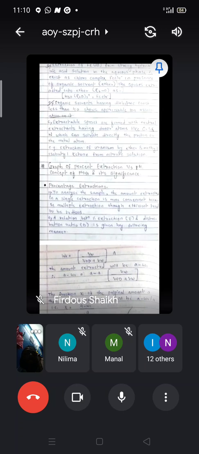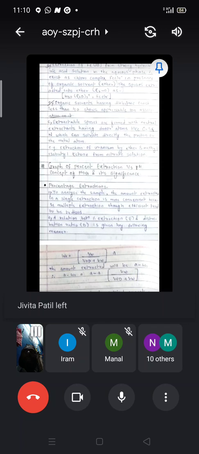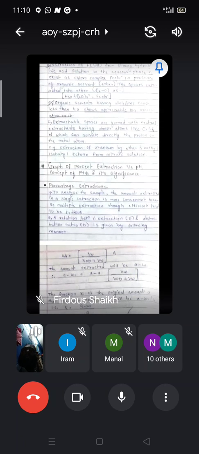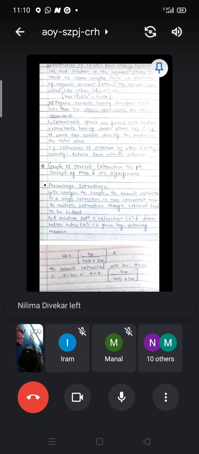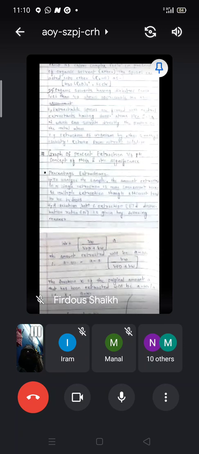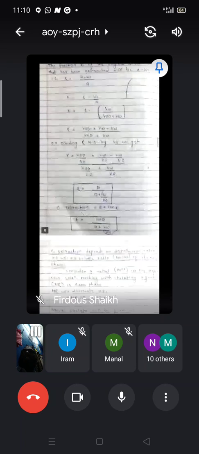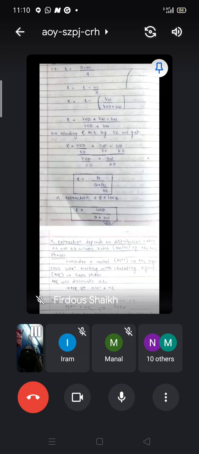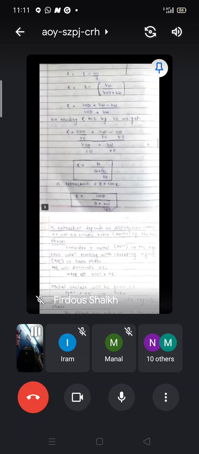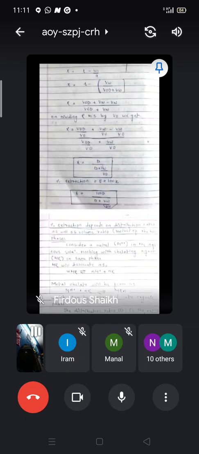Percentage extraction is useful to analyze the sample. The amount extracted in a single extraction is more convenient, because multiple extraction, though efficient, tends to be tedious. The relation between percentage extraction and distribution ratio, which we have already seen in the respective lecture, is: percentage extraction E = 100 into X. Percentage extraction depends on the distribution ratio as well as the volume ratio of the two phases. That question may come for the MCQ.